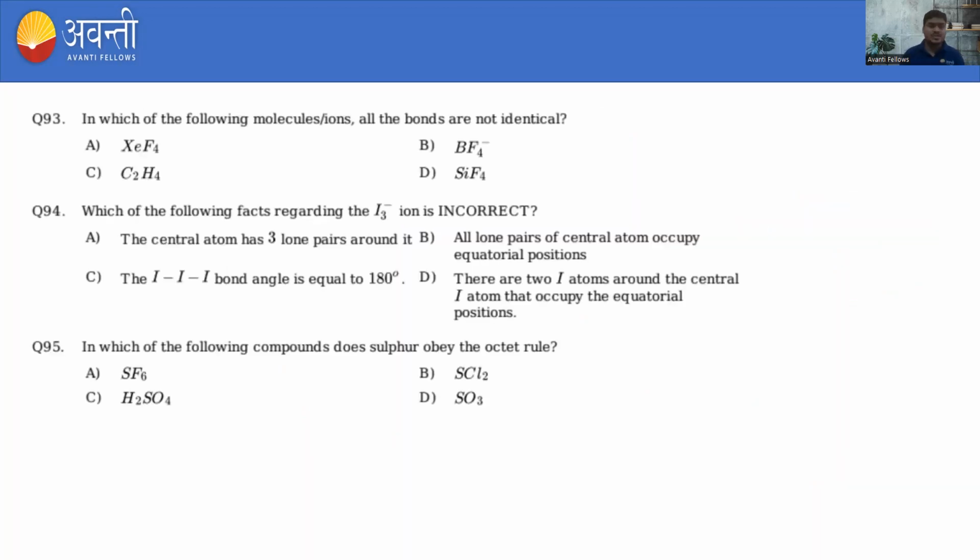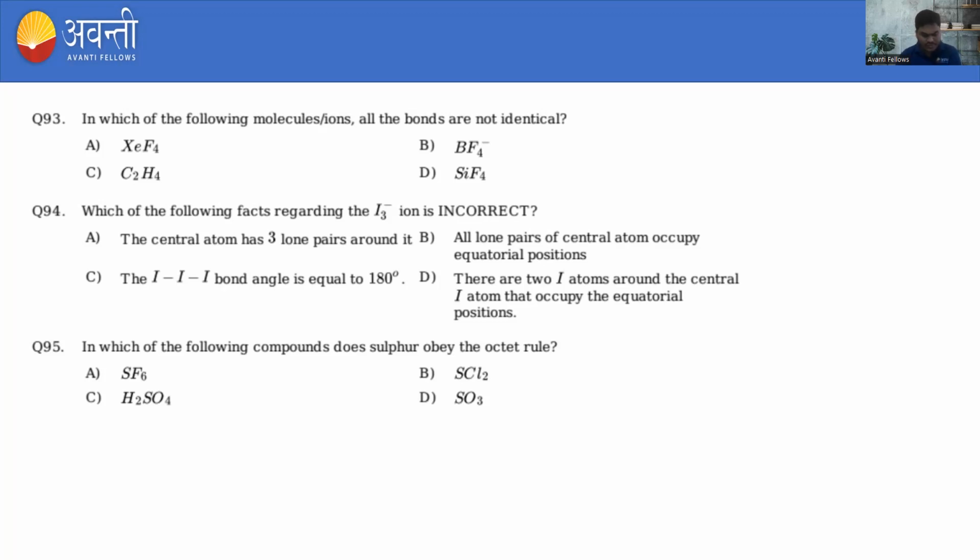Now, in the next question, question number 93, in which of the following molecules are all the bonds not identical? So you have to find in which of the following the lone pairs of electrons are there, since they will show bond angles that are not identical. So basically in XeF4, we have 4 bond pairs and 2 lone pairs. In BF3, we have 0 lone pairs. So all the bonds are identical.